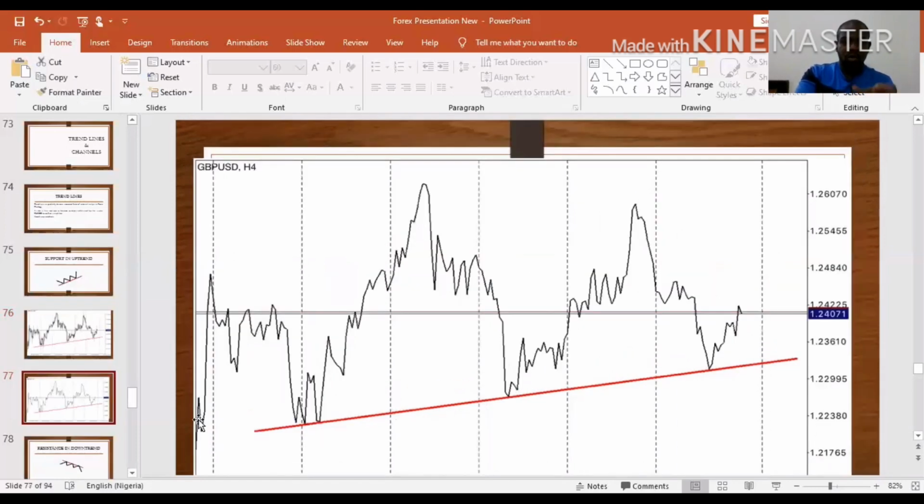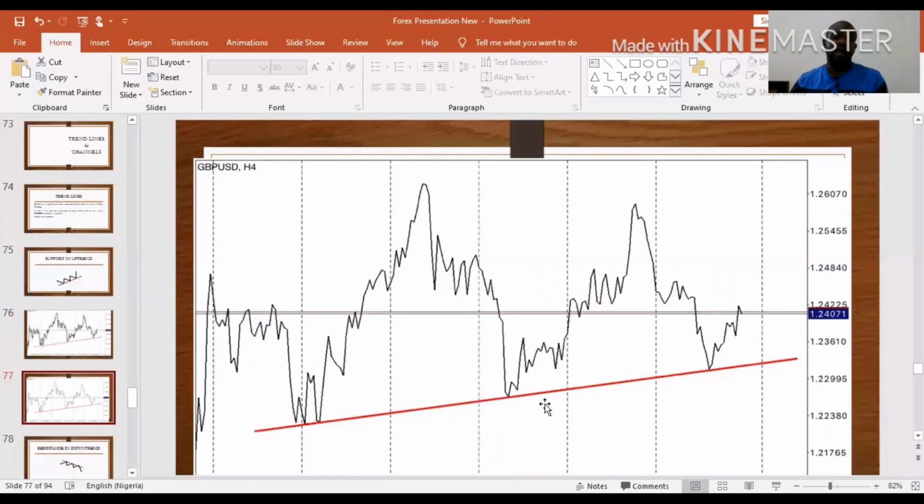So this is what a line chart looks like. I changed in my setting from candlestick to line chart. You can see how it perfectly lines up. So the line chart is very accurate. It ignores every other thing. It gives you just the closing price of every candlestick.